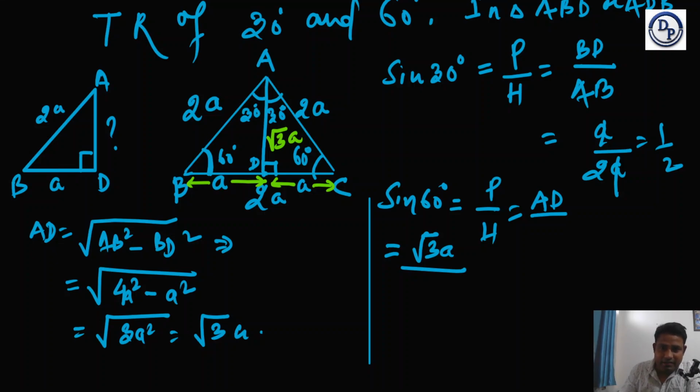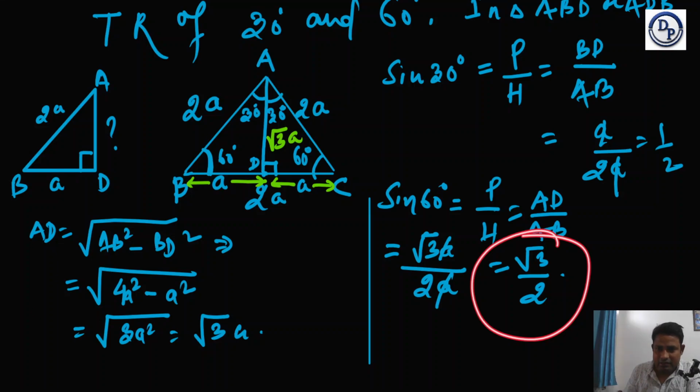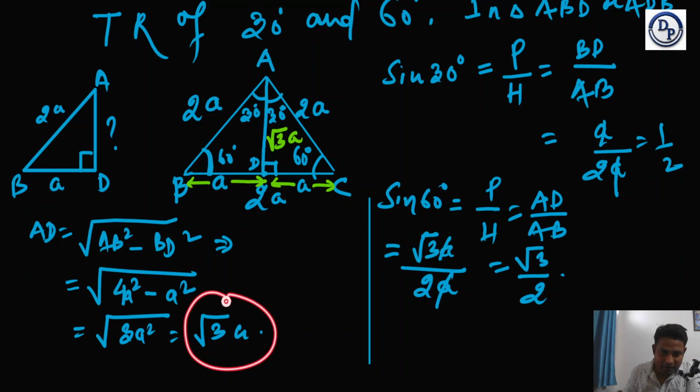So what is this? H is obviously AB. So we have to write the value of AB. What is the AB? AB is 2A. So A gets cancelled because both are positive. So we'll get root 3 by 2. This is the value of sine 60. This is root 3 A, as we have calculated here. This is AD. So I have placed the value of AD here.